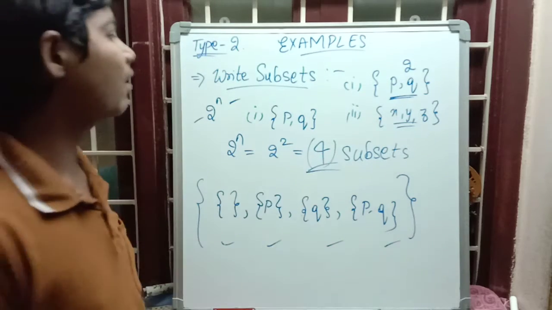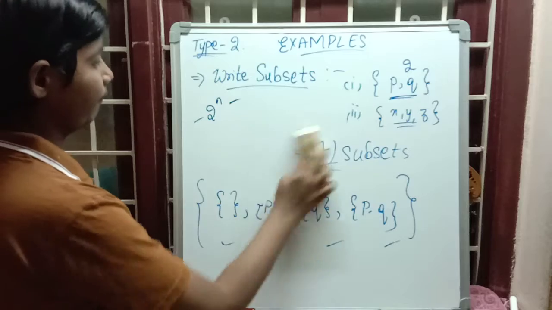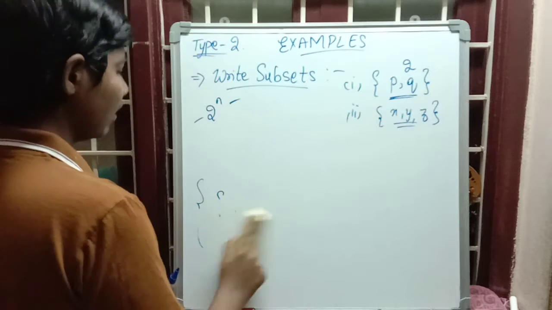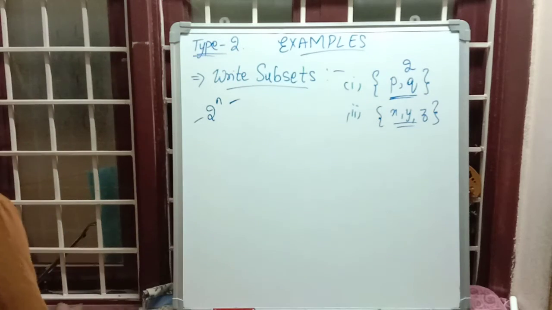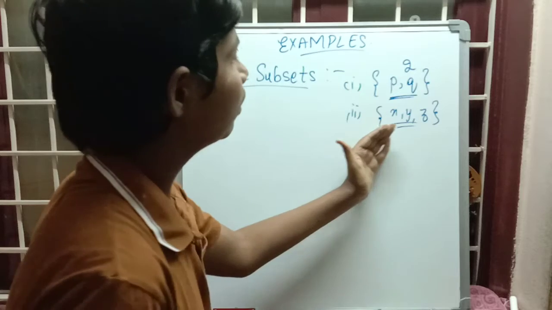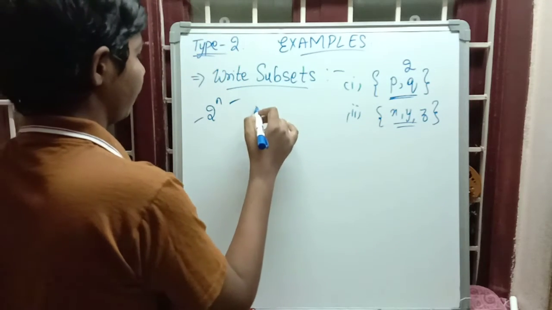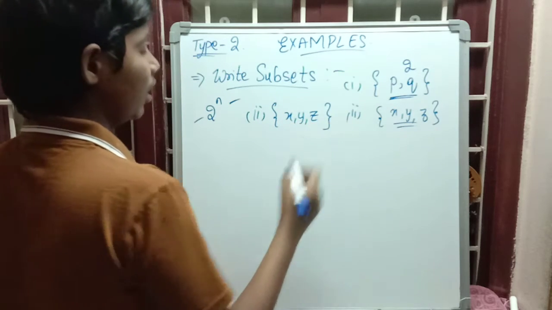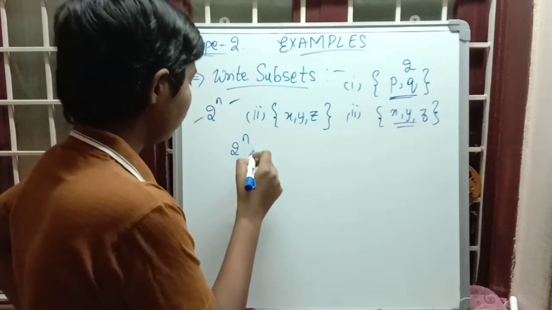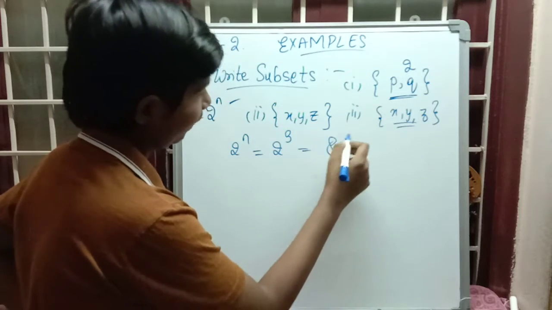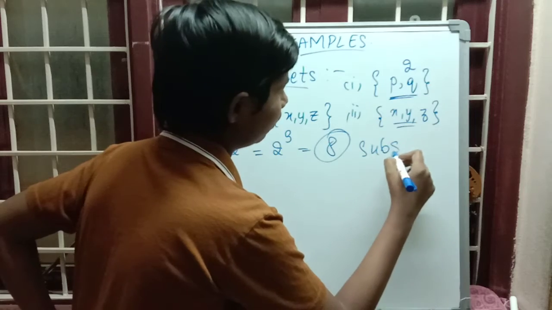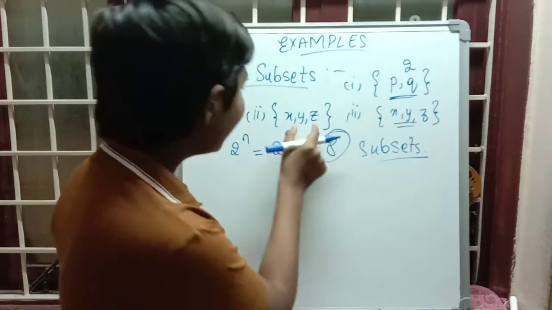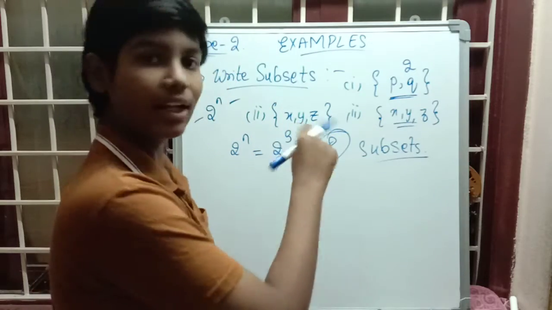Now we will discuss the second one, given X, Y, Z. In the same way, 2 power n is the formula for that also. In the first one we had 2 elements; in the second one they have given 3 elements. So 2 power n, which is 2 cube, which is 8. 8 subsets we are going to get. Why 3? n is 3 because 3 elements are there in the given set X, Y, Z.